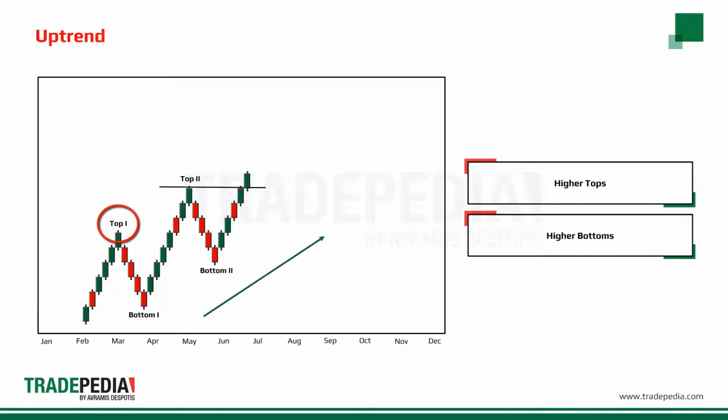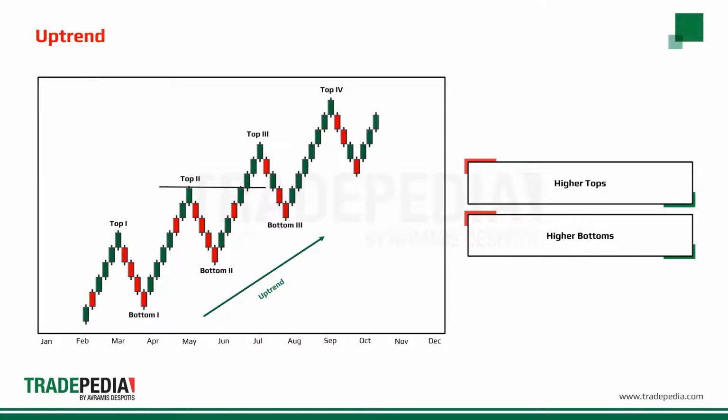As Charles Dow stated, if the market breaks above the second top, the market is considered to be a confirmed uptrend. As long as each top is higher than the previous one and each bottom is higher than the previous one, the uptrend is intact. This is what constitutes a well-structured uptrend.